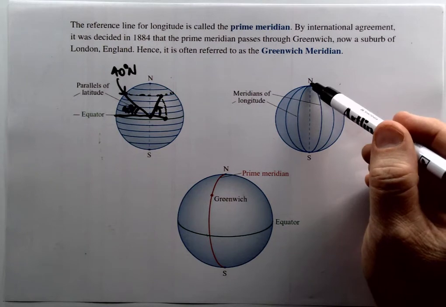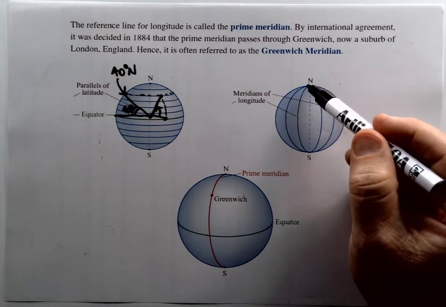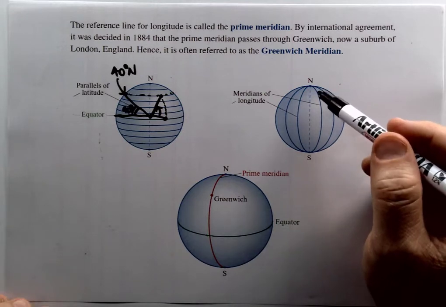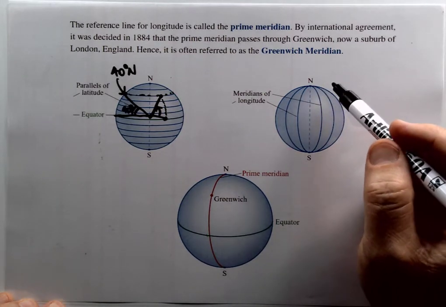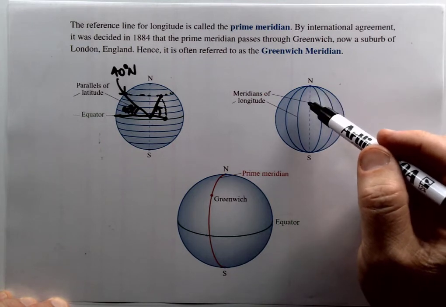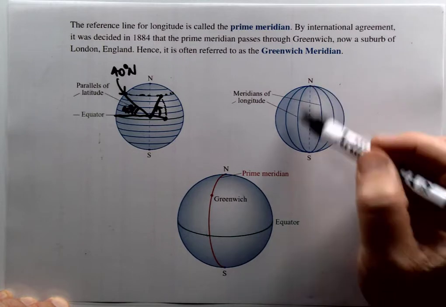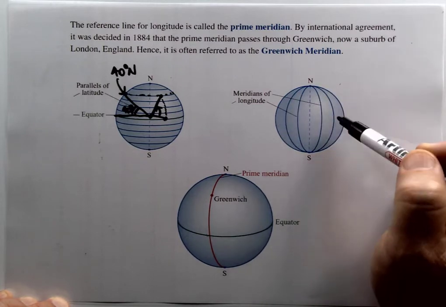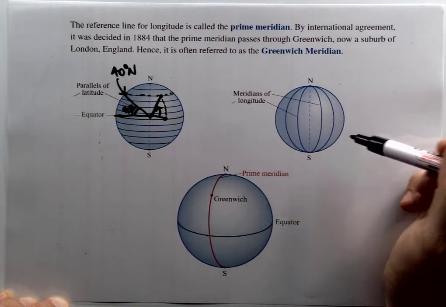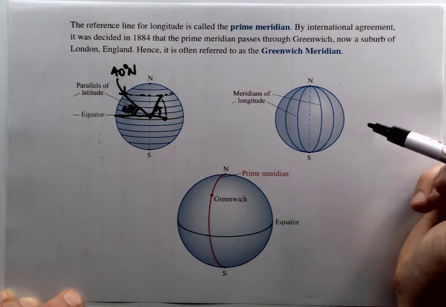Now, any line that goes from the North Pole down to the South Pole, and there's an infinite number of them, all of those are what we call lines of longitude or meridians of longitude. Lines of longitude, I guess, is the more common modern term. Meridians is an older term. Now, we've got a problem. Which one should be our starting one? Because they're all equal to start with. There's no reason one should be more important than the other.